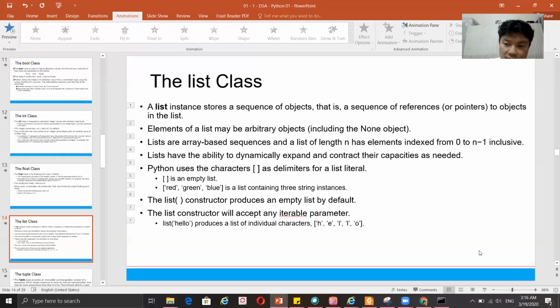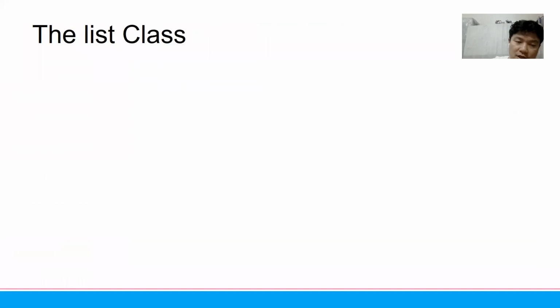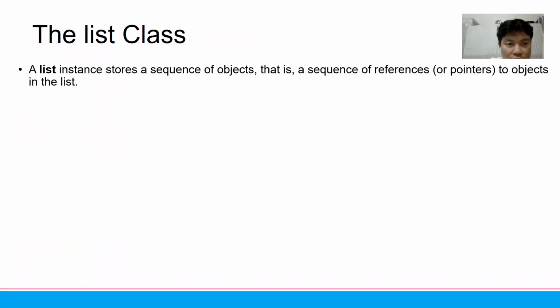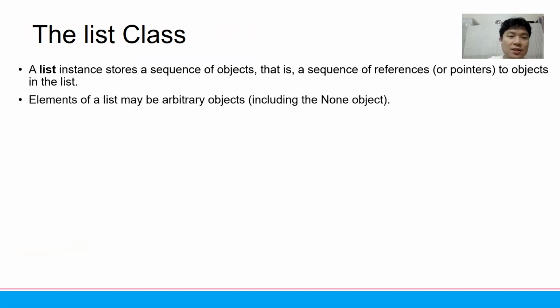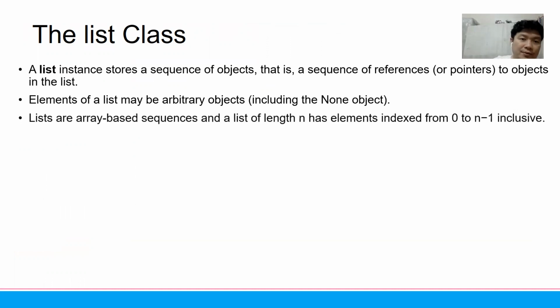The next is about the list. What is a list? A list is used to store a sequence of objects, that is, a sequence of references or pointers to objects in the list. The elements of a list may be arbitrary objects, including None. It means arbitrary objects, so it can be anything: a number, a string, a float. And lists are array-based sequences, and a list of length n has element indices from 0 until n minus 1.